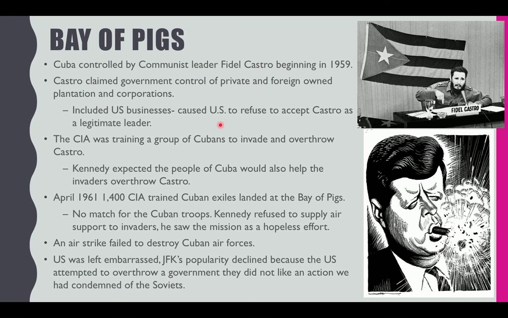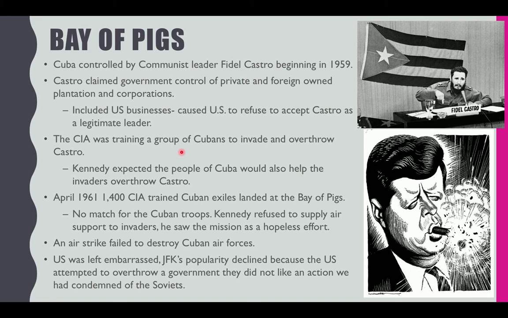Reason being, when Castro comes into power, he takes control of all private and foreign-owned plantations and corporations. This includes any business interests that the U.S. had down in Cuba, which essentially is cutting the U.S. out of the tobacco industry, and things like that, which is taking money from us. So how do we retaliate?